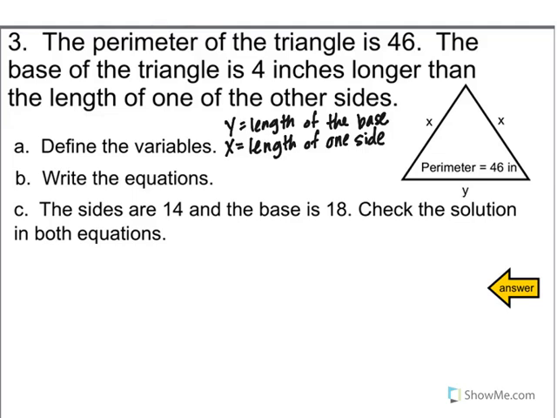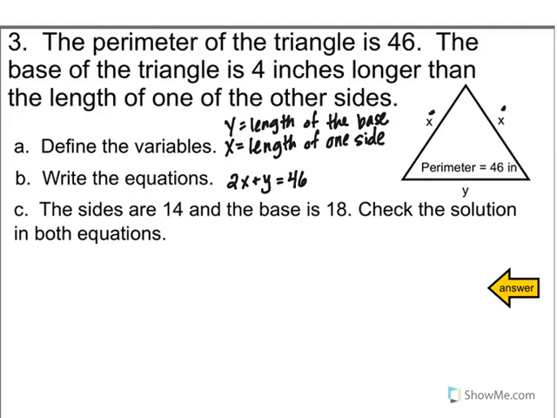So I'd have to add X plus X, which would give me 2X, plus Y, and that would give me my perimeter of 46 inches. So my first equation is going to be 2X plus Y equals 46. Again, that's X plus X. So this X plus this X gives me 2X plus another Y is equal to 46.